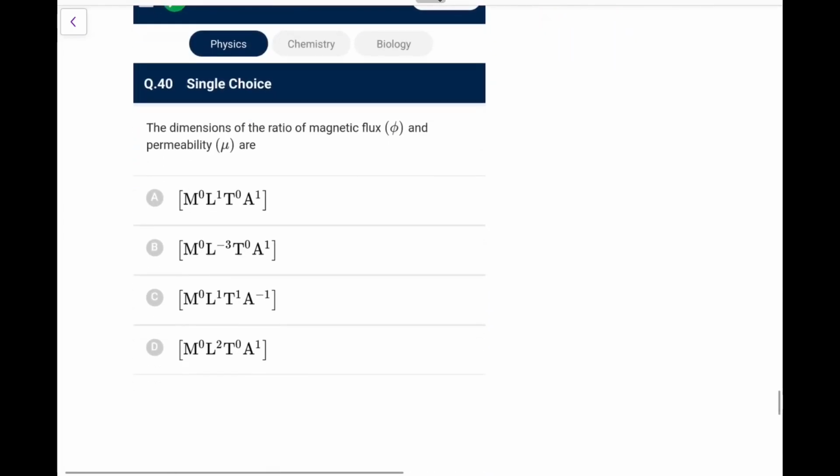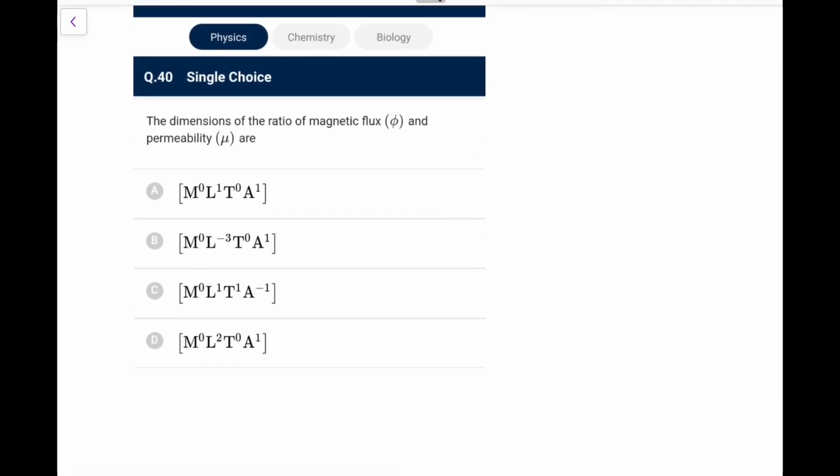Go for the next. The dimensions of the ratio of magnetic flux to the permeability is. Now, where you get the two results, this flux and this permeability. So if I do this, I can write magnetic flux as B.